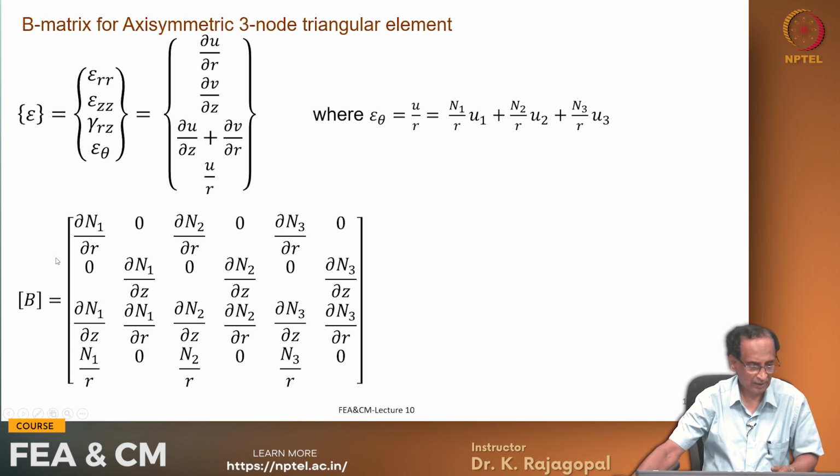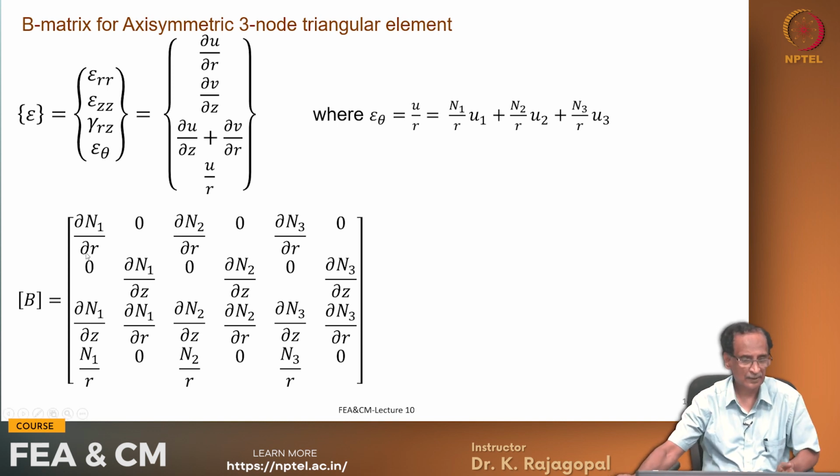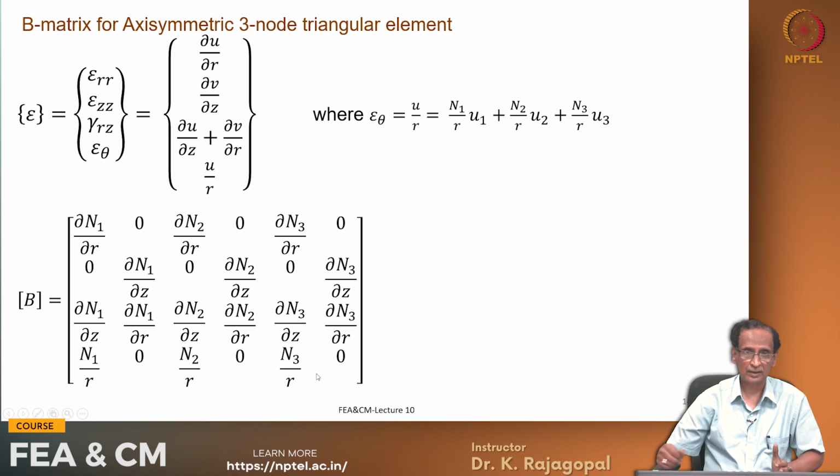So, the first 3 rows for the axisymmetric case are similar to our B matrix for plane stress and plane strain, except in place of x we have r and in place of y we have z. And then the 4th row is our N1 by r, N2 by r and N3 by r, and since there are no v terms, we have zeros in the 2nd, 4th and 6th columns.